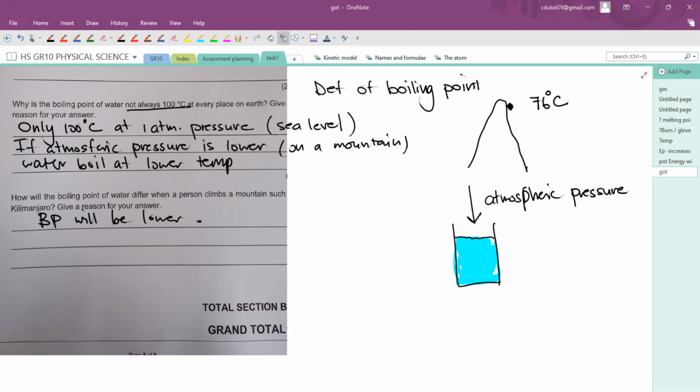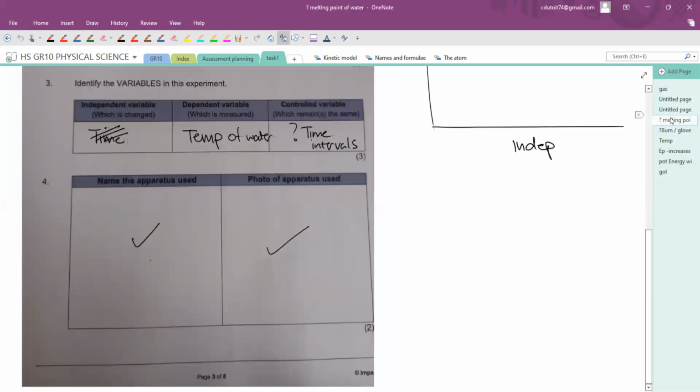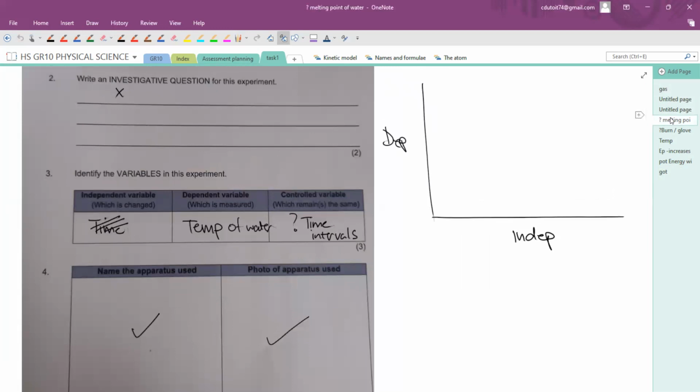All right, let's get back to this. You'll have to do this before you can answer. I'm just not sure about this one. The problem I've got with this question is the following. The dependent variable is normally the y-axis.